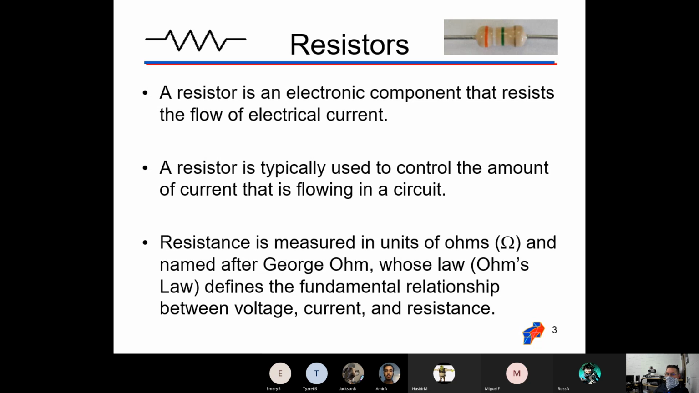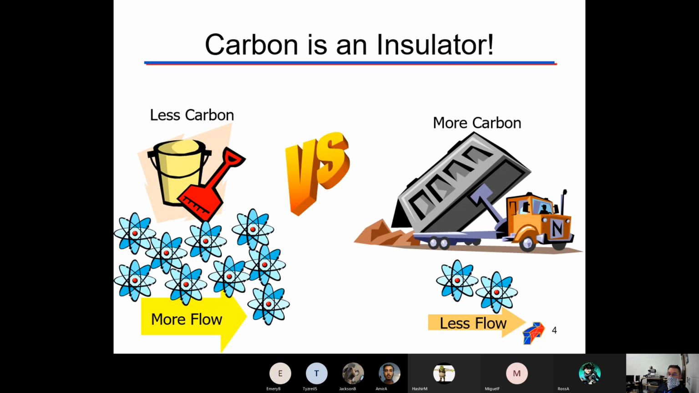All right. So carbon is an insulator, so it restricts the current flowing through it. Less carbon allows more electrons to flow. So the less carbon that you have, the more electrons are going to flow through. More current you're going to have, right? So if you have more carbon, that means you're going to get less flow of electrons.